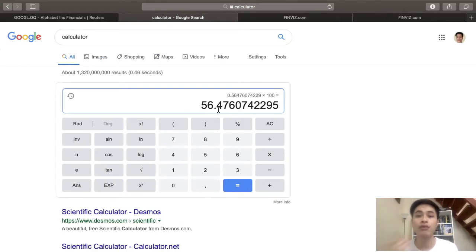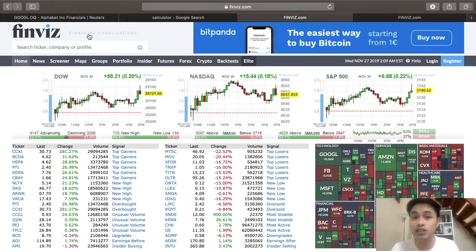Now that we have Google's gross profit margin, which is 56.5%, what do we need to do next? Remember, when we are calculating the financial ratios of companies, we always want to compare the financial ratios of a company against its competitors in the same sector and preferably in the same industry too. So how do we do that? To do that, we have to go on Finviz. Finviz is also another financial website. So we take a look for Google.